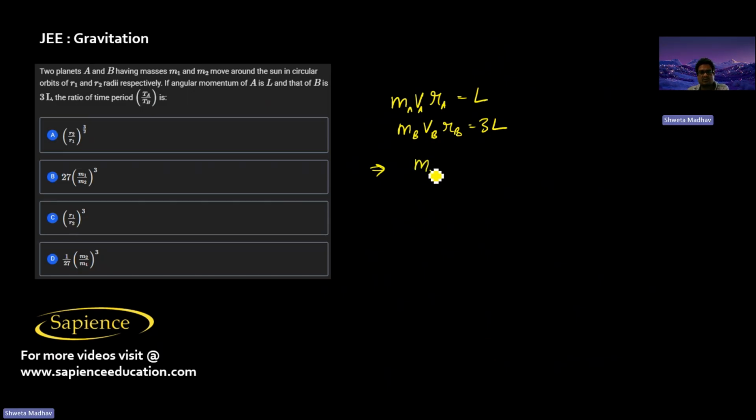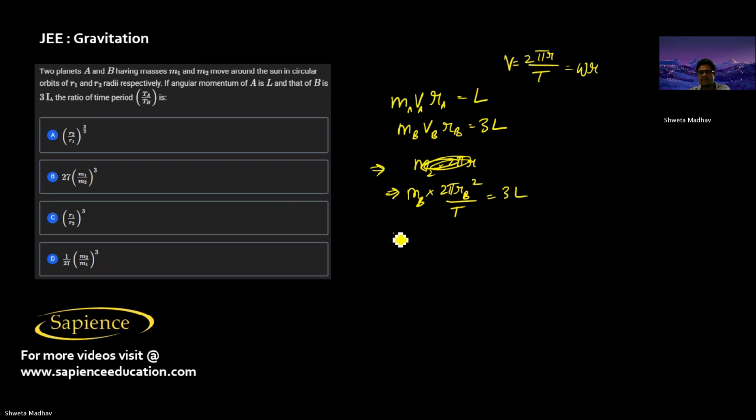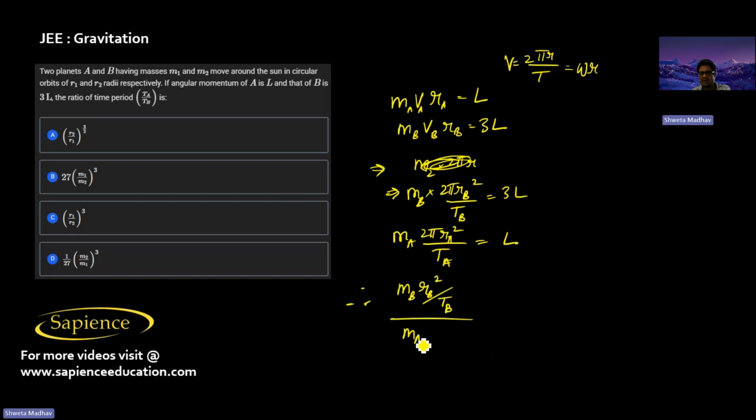Now MB, that is M2, into V2. V is the orbital velocity, that is 2 pi r by T. Simply I can say that MB into 2 pi RB square by TB is equal to 3L, and MA into 2 pi RA square by TA is equal to L. Now if you take the ratio of these two, then you will get MB RB square by TB divided by MA RA square by TA, that is equal to 3L by L, that is equal to 3.